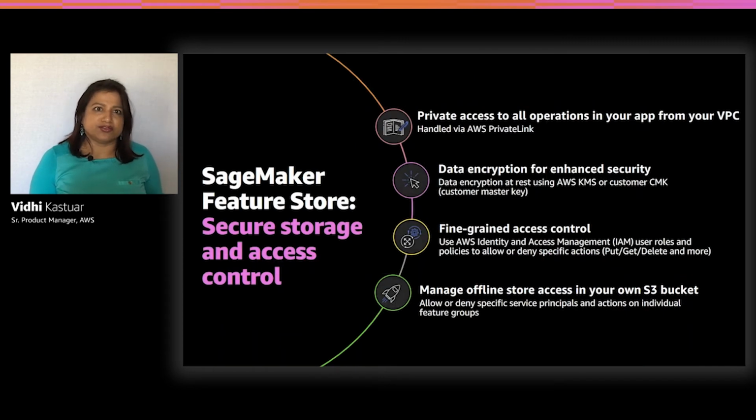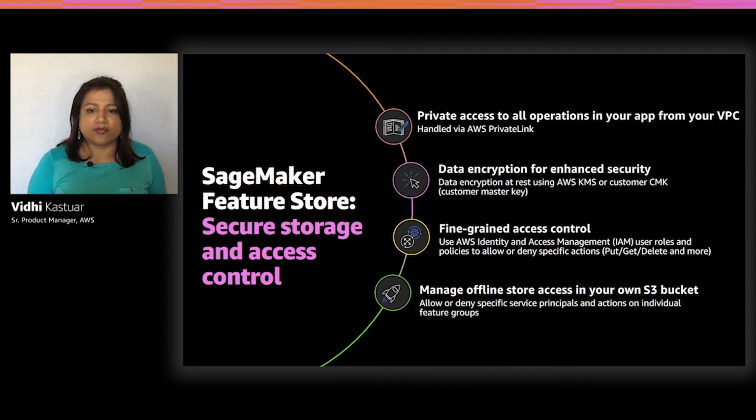The SageMaker Feature Store provides you secure storage and access control. So you have private access to all operations in your application from your VPC. And this is enabled through AWS PrivateLink. The SageMaker Feature Store also encrypts data both at rest and in transit. You can encrypt data at rest using AWS KMS keys or customer CMK keys. And separate KMS keys can be configured for the online and the offline stores per feature group.